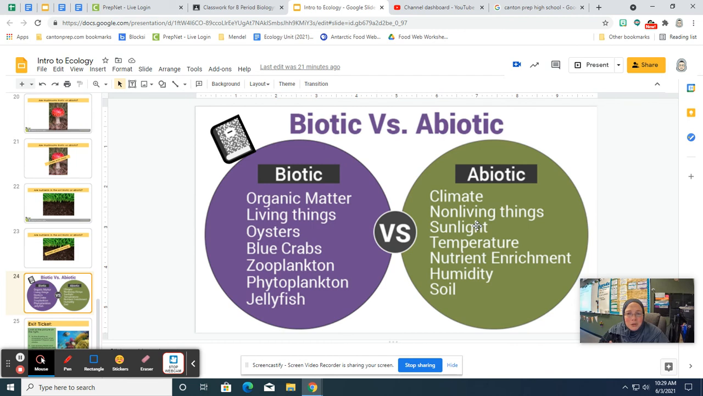Right? What minerals are present? Right? That's nutrient enrichment. But if we're looking at the soil, is it sand? Is it clay? Is it gravelly? So what is the soil made of? What do we find that's present there?